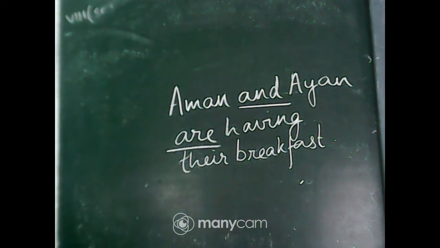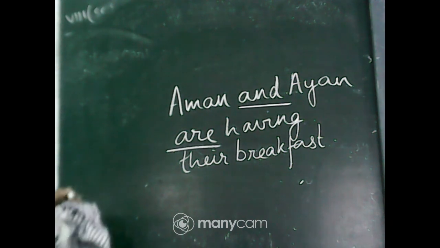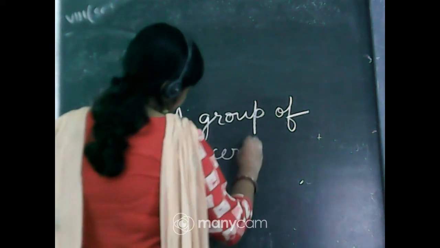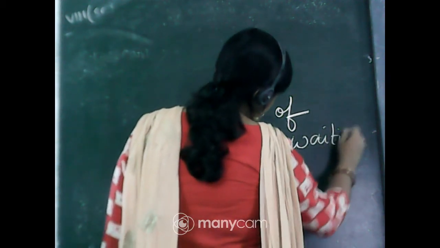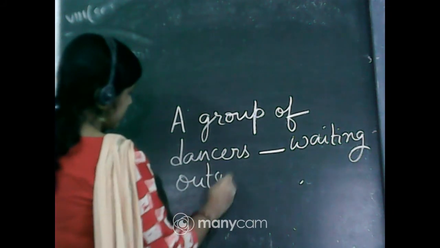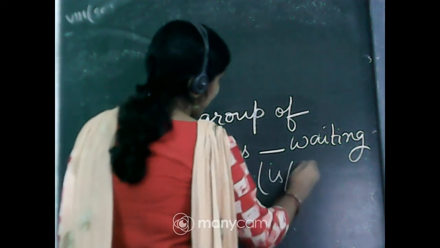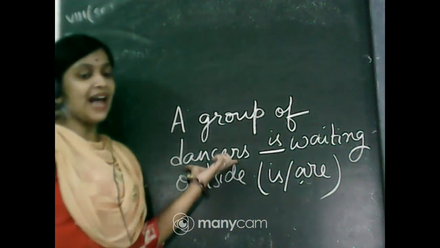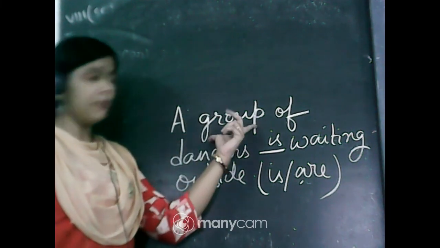Then many other things are there, like suppose a group of something is given. If the group is singular, the verb will also be singular. Suppose I say, a group of dancers dash waiting outside. So what do you think will be here, is or are? Is. Correct. Very good. It will be is, because even though you are confused with the word dancers here, the subject is actually a group. Dancers is simply telling you what the group is made of, so it will be singular.